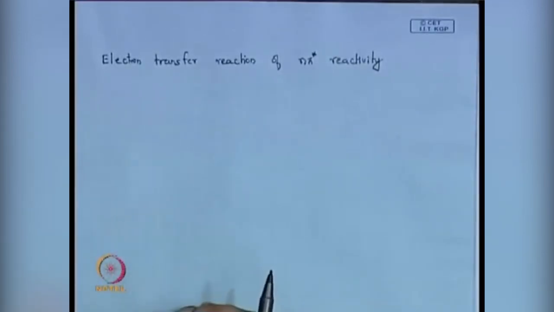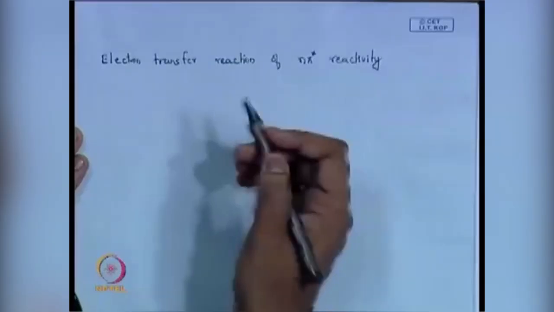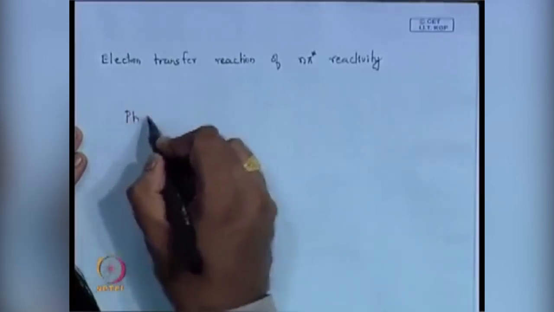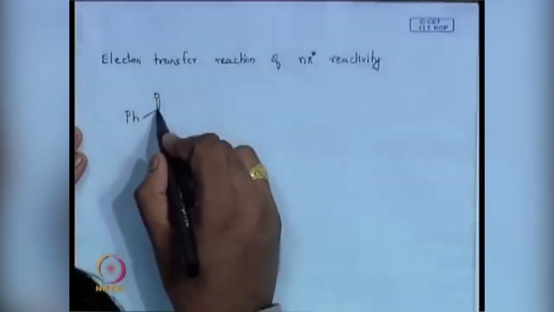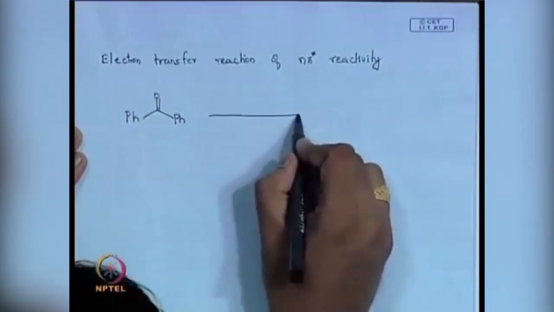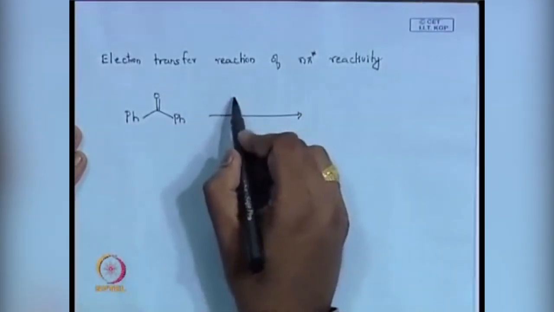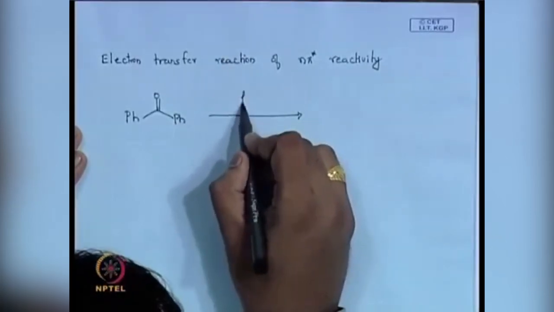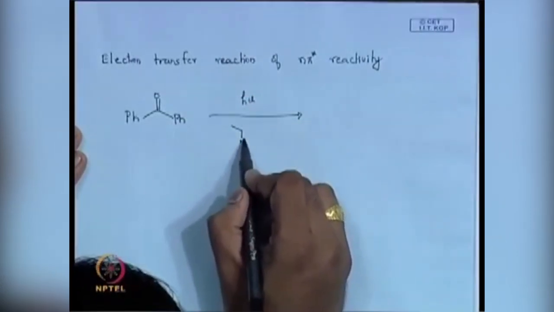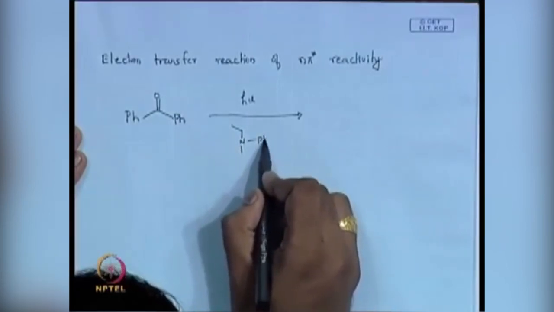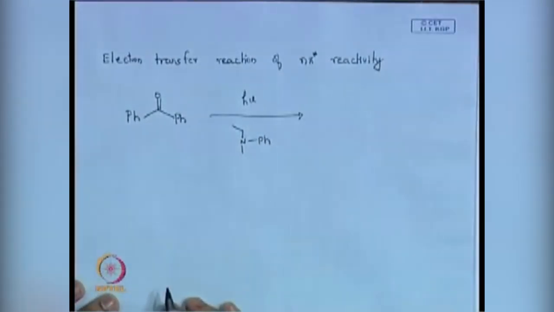This is another class of reaction, but this reaction you have seen, the photo reduction of benzophenone, you have seen these reactions. But in this case, instead of any hydrogen abstraction from the solvent, I use electron donors. So, I have my same benzophenone, I take an amine. When I photolyze in the presence of an amine like this, okay.